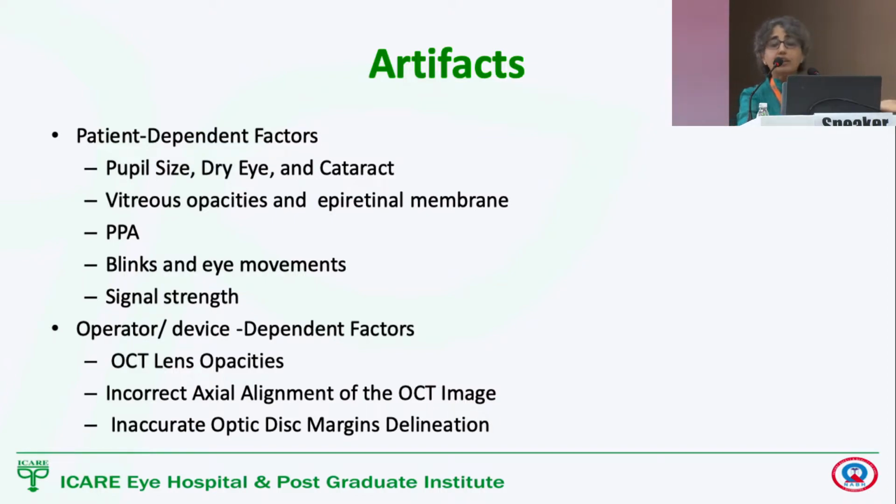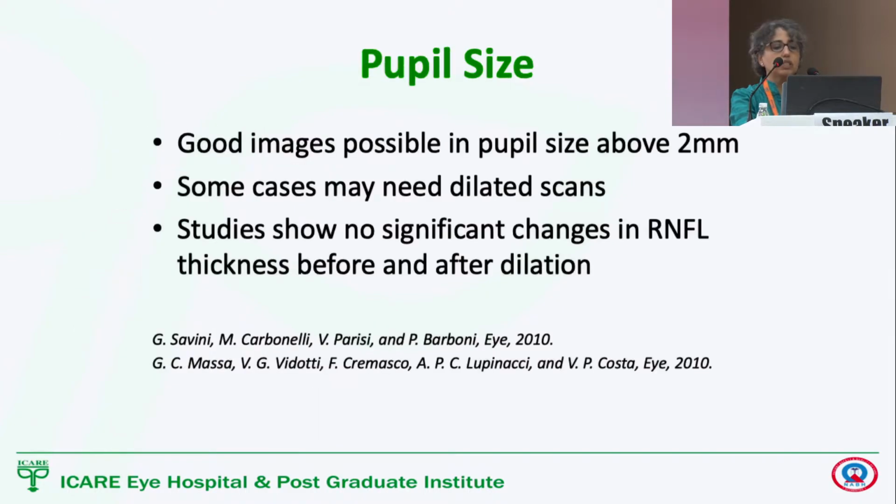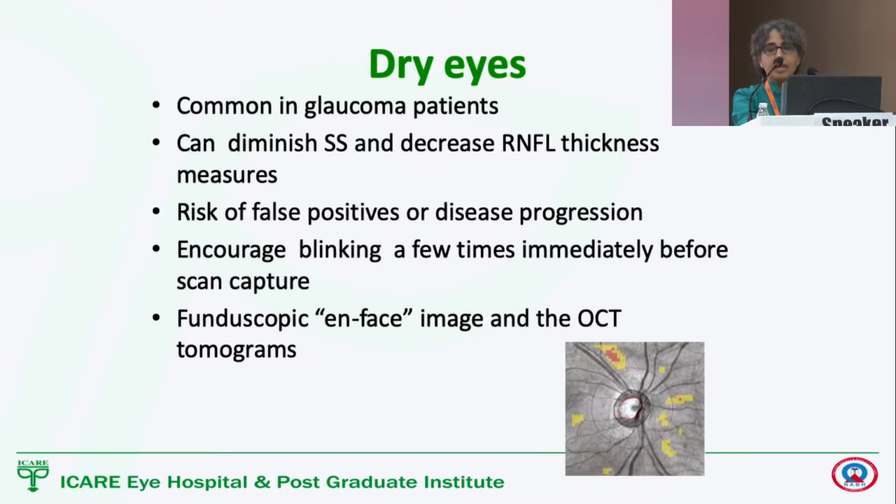Incorrect axial length alignment on the OCT image. That's a very typical problem in a high myope, where you have a posterior staphyloma and all, and your machine is trying to capture here or there. You will again get erroneous readings. And of course, inaccurate optic disc margin delineations, and we'll see an image soon. So pupil size, I already mentioned that if it is too small, you can dilate it, but otherwise, mostly you're able to capture a fairly decent OCT with undilated pupils as well.